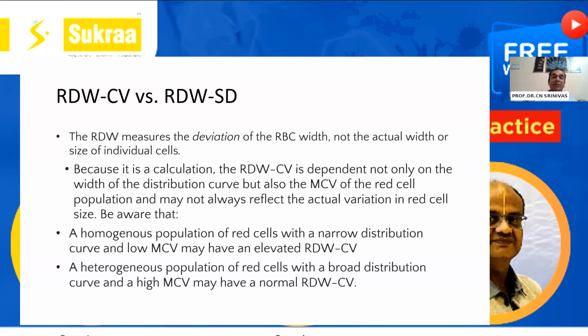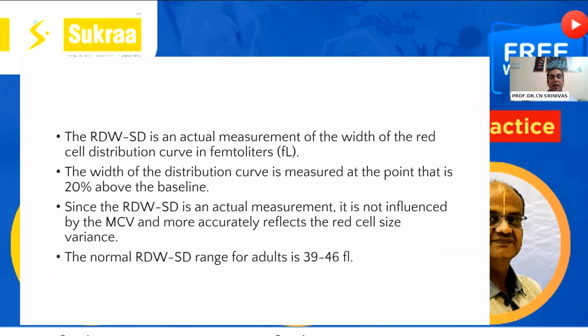Again, one more condition: there can be a heterogeneous population of red blood cells with a broad distribution curve and a high MCV. This may still have a normal RDW-CV. So you can use that knowledge to classify anemia, which I'll come to on the next slide. Having said that, RDW-SD is the actual measurement of the width of red blood cells in femtoliters. It's kept at a cutoff of 20% above the baseline.